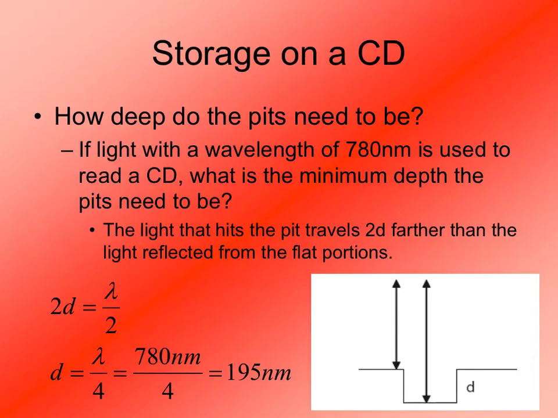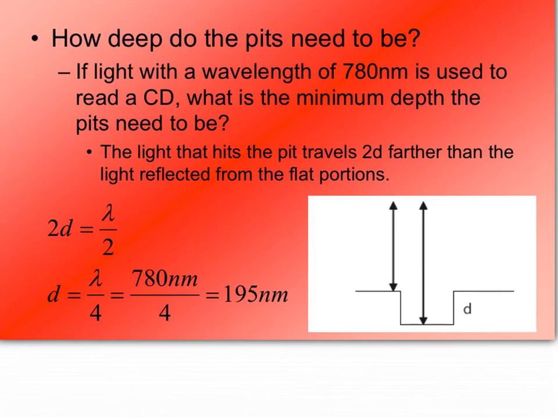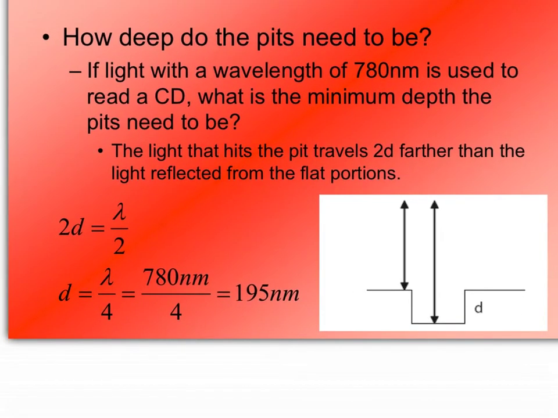But how deep do these pits need to be? Great question. The average wavelength of the red light used by a CD player is about 700 nanometers. And so if this is the case, then we can very easily calculate the depth at which our pit needs to be.